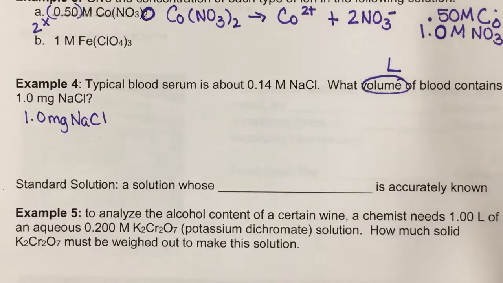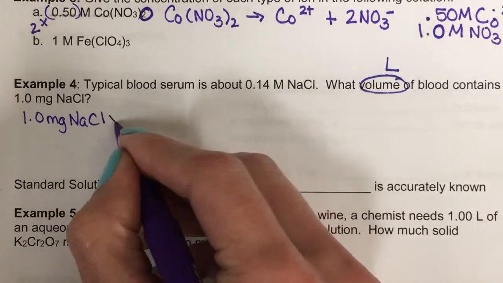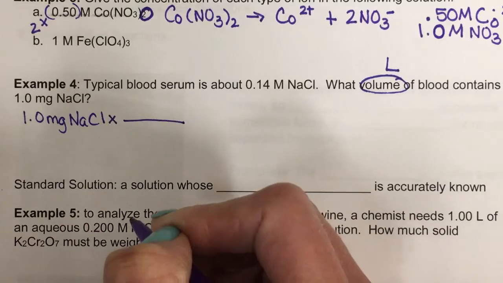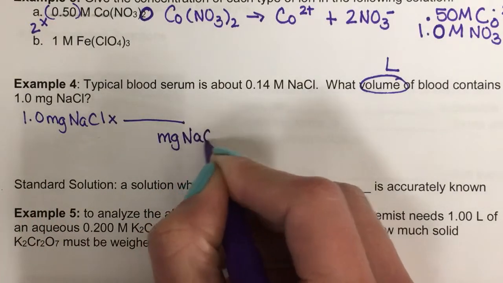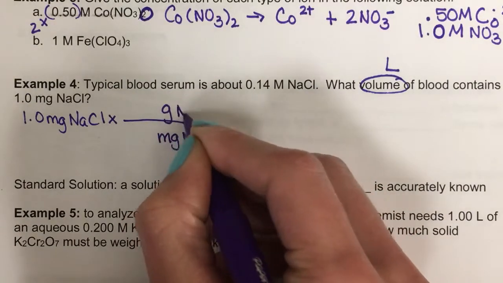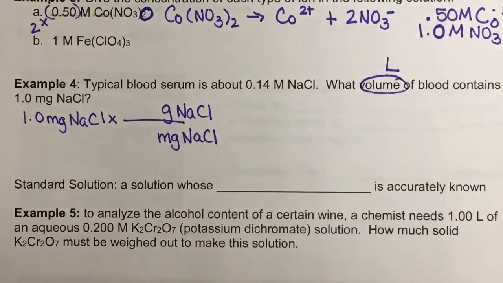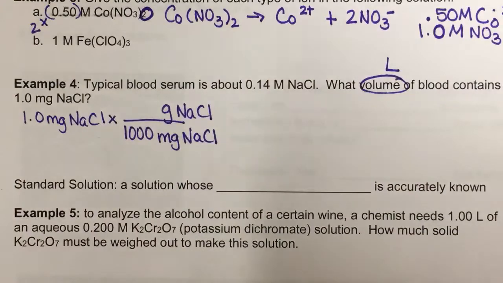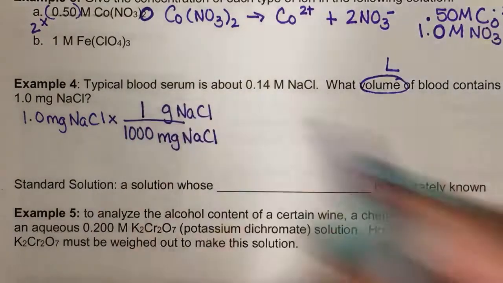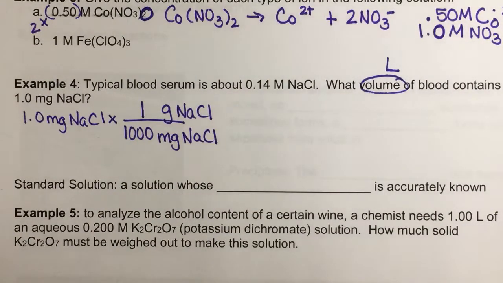Well, first off, I know none of my conversions ever deal with milligrams, so I want to get rid of my milli. So step one, let's change this to grams. Milligrams go on the bottom. Grams go on top. And I know, because I memorized my prefixes, that 1,000 milli is equal to 1 gram. Okay? So now I've got grams of NaCl.